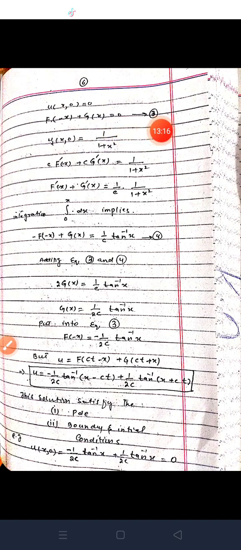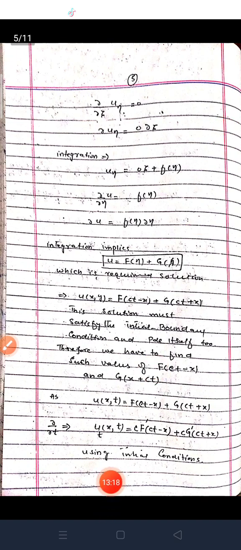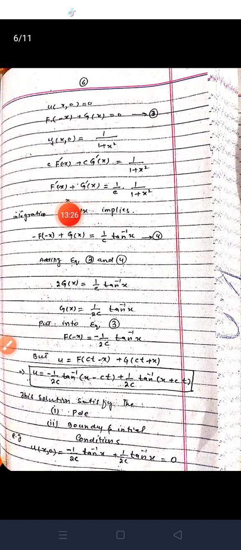This is equation number 2. Now taking the derivative of this equation with respect to t, and also putting t equal to 0 in this equation, we get equation number 4. Now we get this equation.